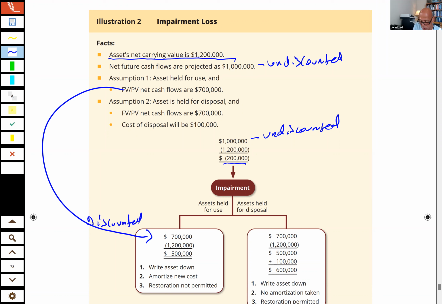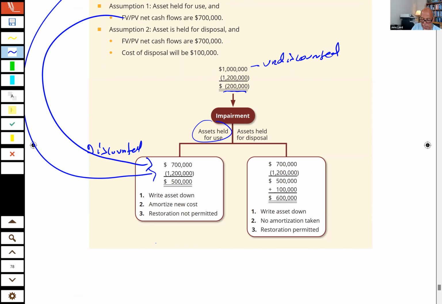I'm going to do the asset is held for use first. We compare that to the carrying amount of the asset, and we have impairment of 500,000. So we're going to credit the asset account to write it down. We'll debit the impairment loss. We will now amortize or depreciate the 700,000. If the asset had a 10-year life, we would continue to take 70,000 depreciation per year if that was the remaining useful life. We can't write it back up.